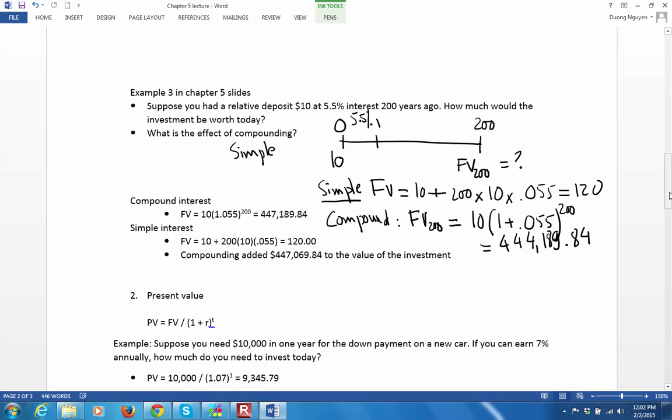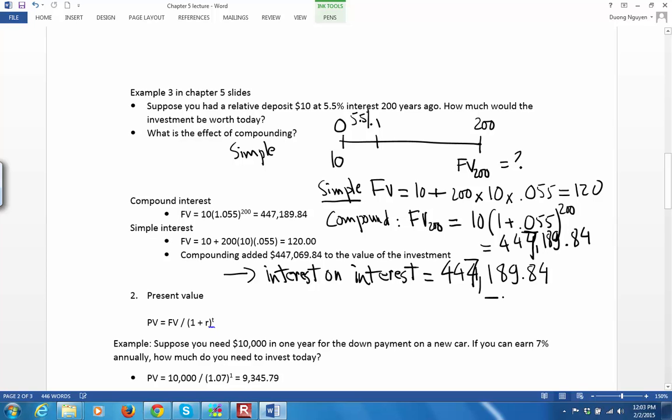So the question will be, why is there a huge difference between the two? We know that the difference between the future value if the interest is simple and the future value if the interest is compounded is the interest on interest. So you can easily get the interest on interest, which would be equal to 447,189.84 minus 120.